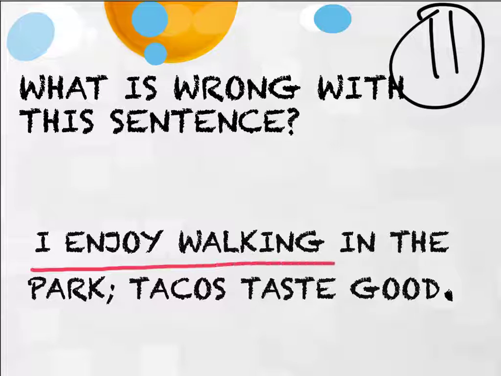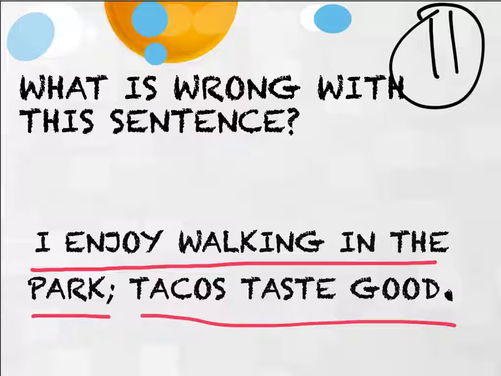I enjoy walking in the park. That's a complete idea that could stand on its own. Tacos taste good. That's a complete idea that could stand on its own. So it follows rule number 1. The problem is rule number 2. They have to be related. I enjoy walking in the park. Tacos taste good. Those two things aren't really related. So you cannot join them with a semicolon.